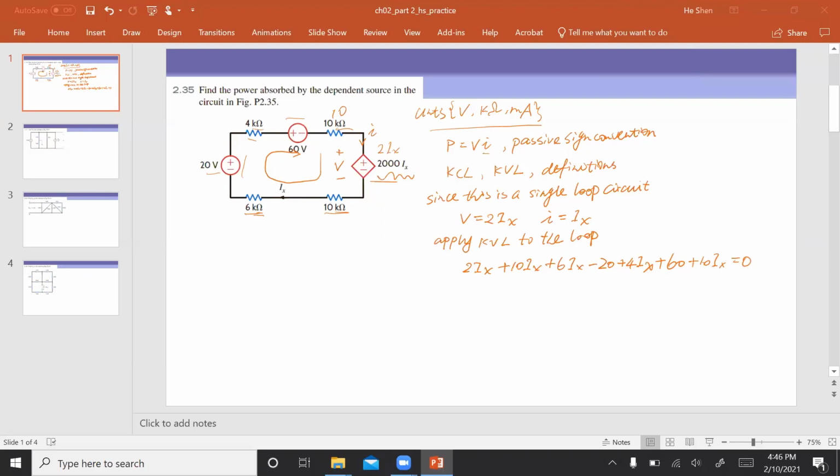So we can solve for Ix from this equation. We have 2, 10, 12, 18, 22, 32 Ix. So 32 Ix plus 40 is equal to 0. So we find Ix is negative 5/4 milliamp. Remember, we are using the unit set like that.